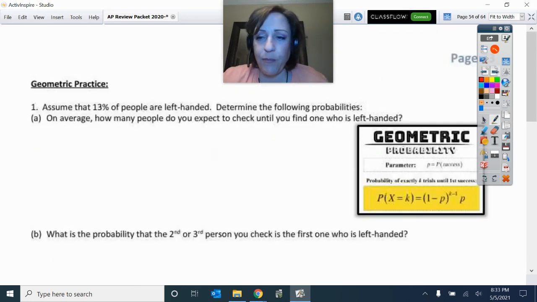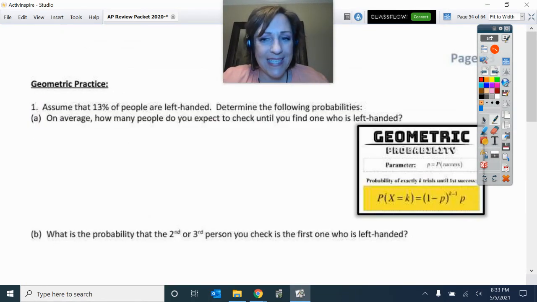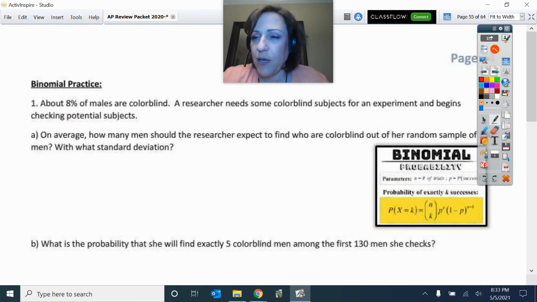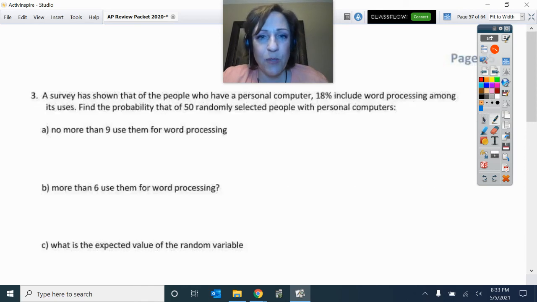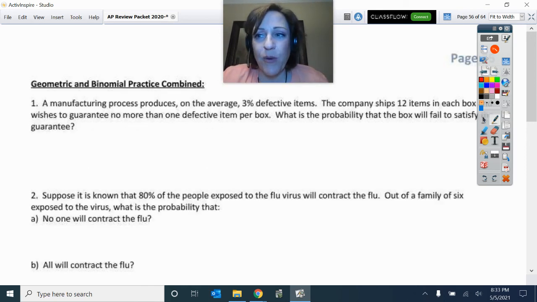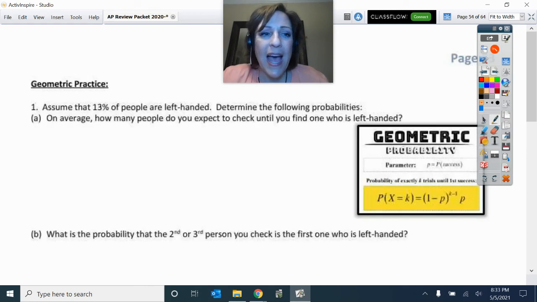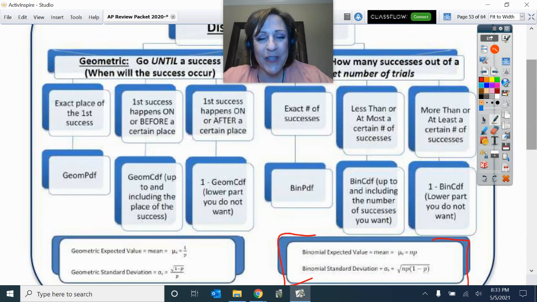Okay, I think that pretty much takes us to the end of that. You're going to then have your geometric practice here, and then your binomial practice, and combined together, telling the difference between those. All right, so again, practice, practice, practice is the only way to go. I hope that this thinking map here is a good visual representation of all the ways that you're going to handle these problems. Okay? Good luck to you on this.